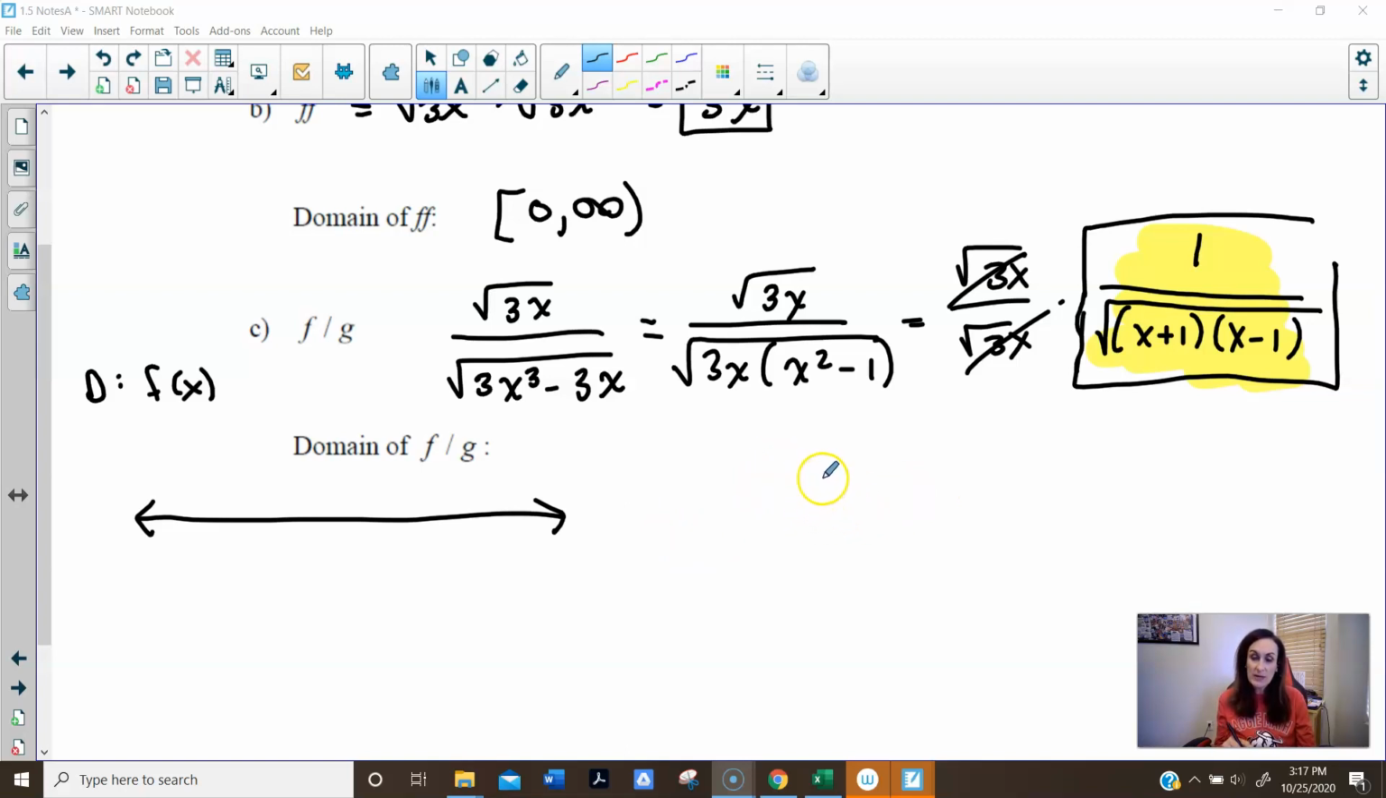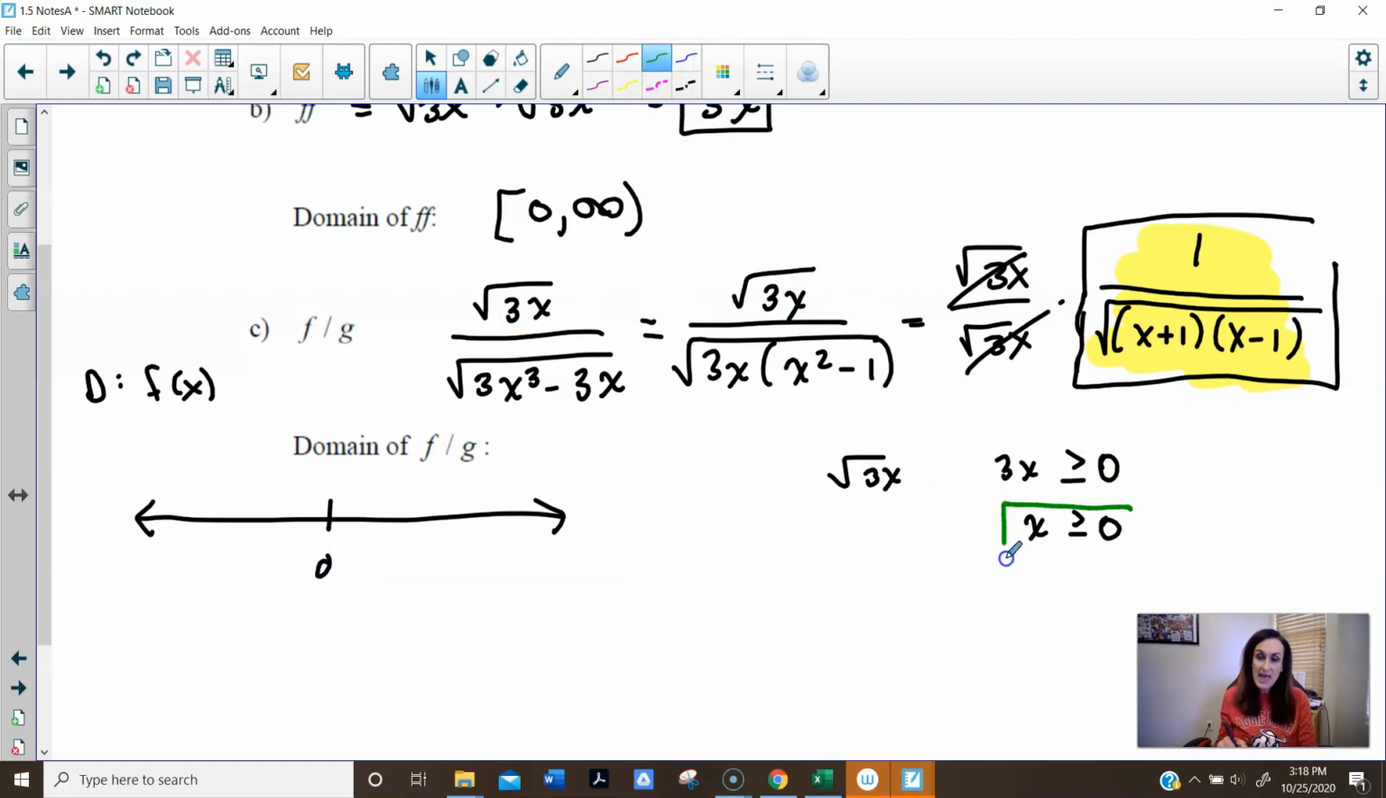We've got the square root of 3x. Well, we know that 3x would have to be greater than or equal to 0, which means x would have to be greater than or equal to 0 after dividing by 3. So here's 0, and if I want to do the domain of f, so here's f, on this number line, it's going to be 0, and it's everything to the right. All right, so now what I want to do is find the domain of the denominator.